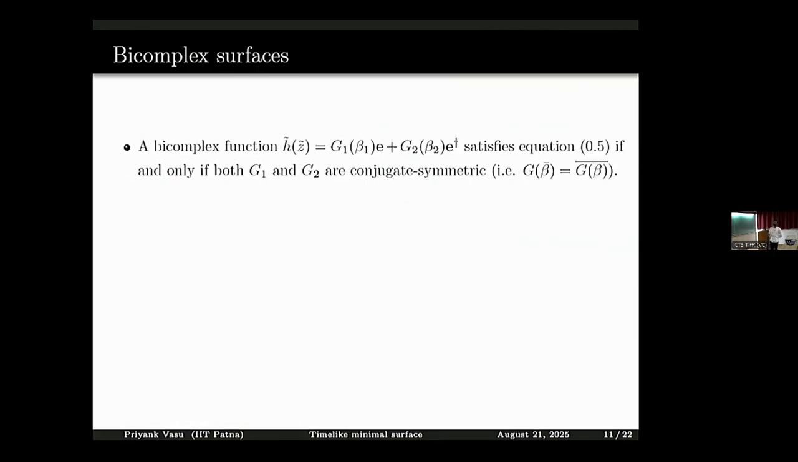And now equation 0.5, because G1 and G2 here are complex functions. So equation 0.5 also can be turned into some condition on G1 and G2, which is: if G1 is conjugate symmetric and G2 is also conjugate symmetric, then we say the H tilde, the function in complex bicomplex number, will be satisfying equation 0.5.